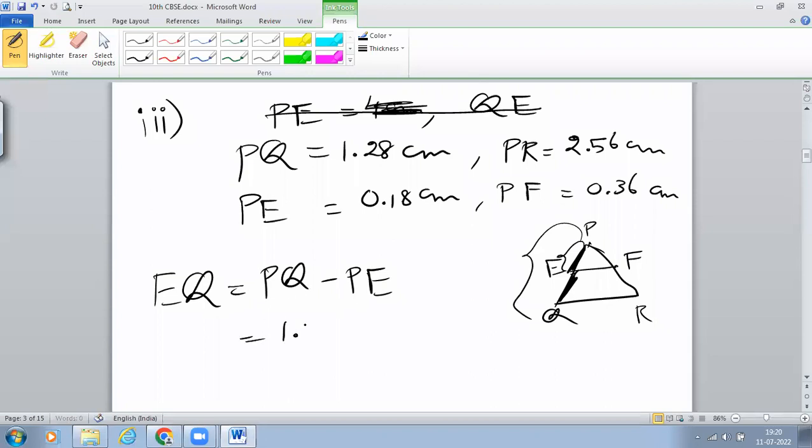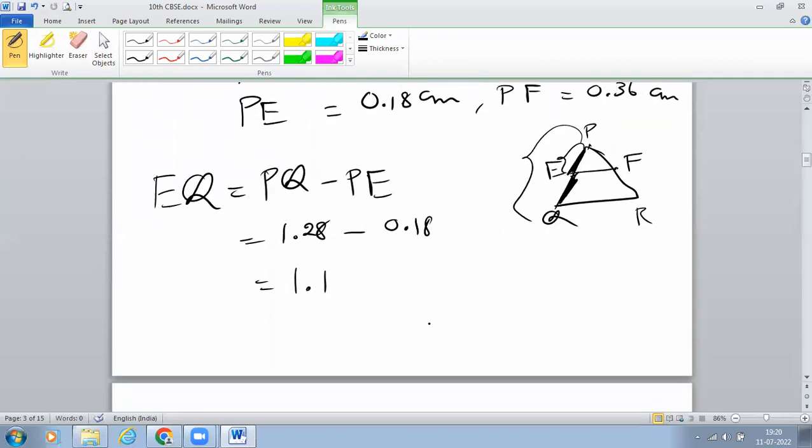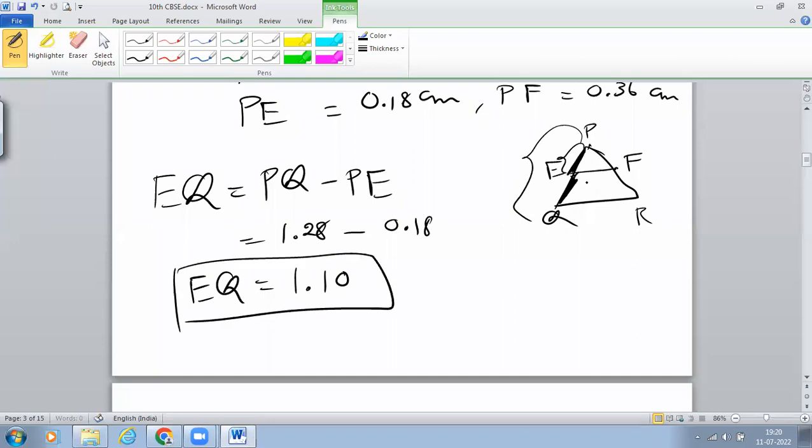What is PQ here? 1.28 minus what is PE? 0.18. What is 1.28 minus 0.18? The answer is 1.1. We can simply write 1.1, or even 1.10, it is up to you. That is the EQ value we got. So we got the value of EQ as 1.10.